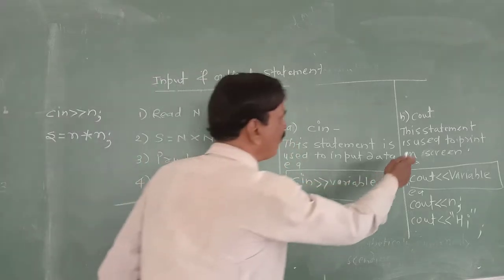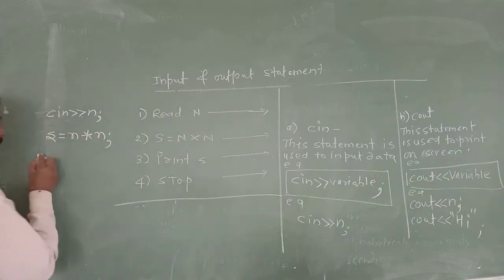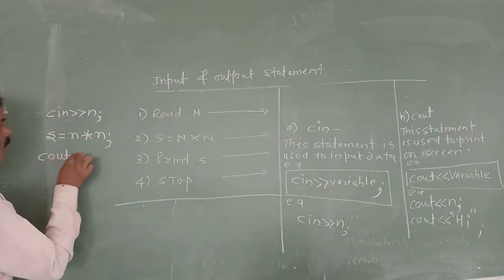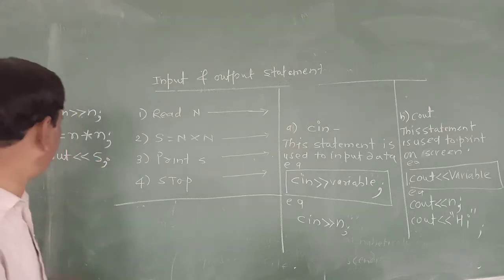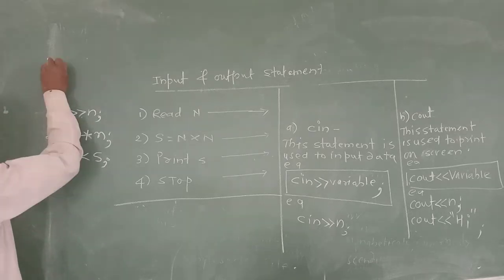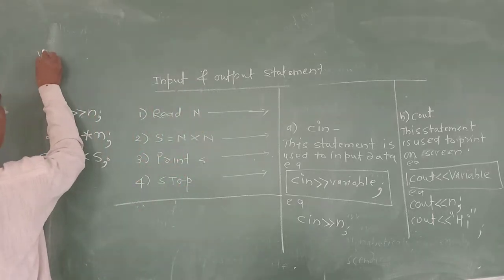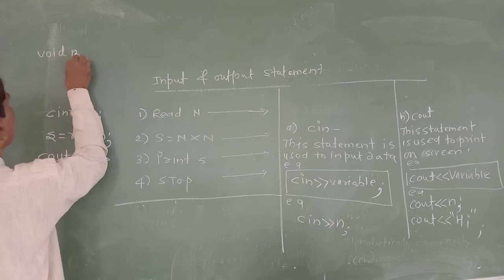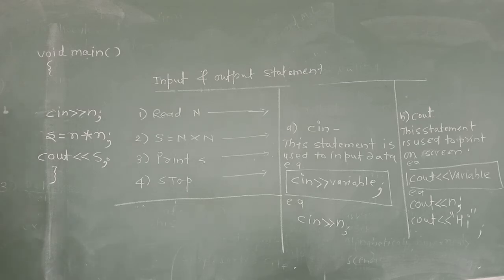Print: what we have seen, this statement is used to print, what? cout. What is the variable in which we are storing it here? cout << s; semicolon. After that there is a stop. In C++, this is the opening curly and closing curly. So obviously, remember the C++ structure: void main, this is the function. We have seen that in C++ we can design several functions.